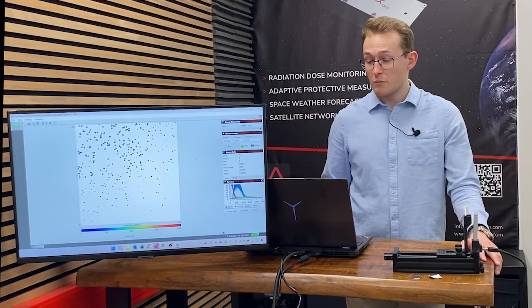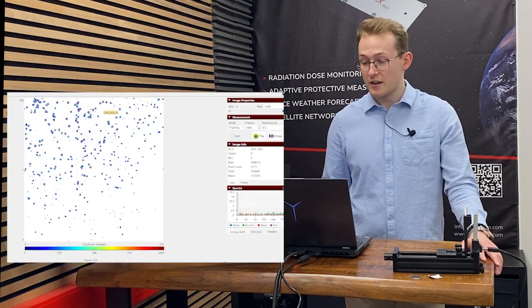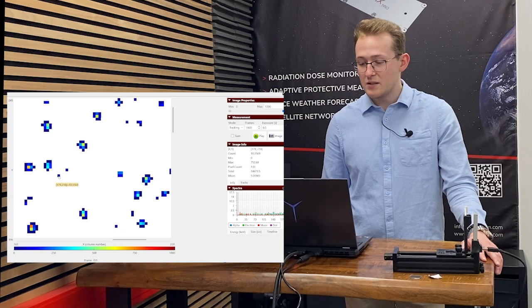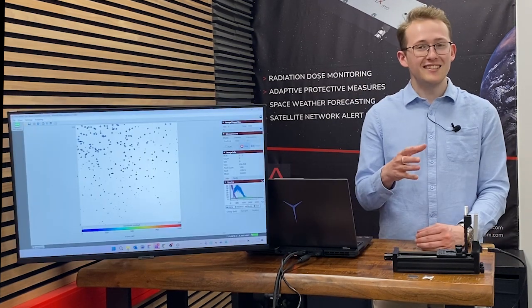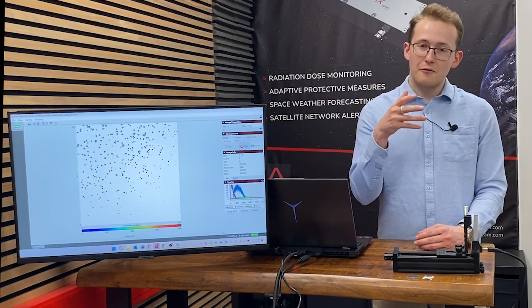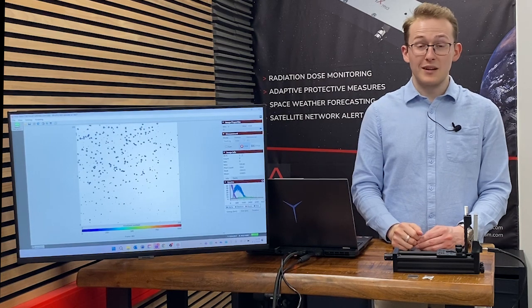In our PIXED software, you can distinguish between these two types of radiation. These clusters right here are the alpha particles, and these 1 pixel events are gamma radiation. Right now, I'm going to demonstrate the absorption of alpha and gamma radiation using two metal plates.